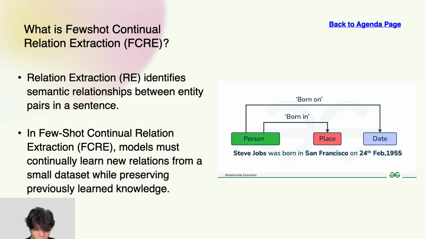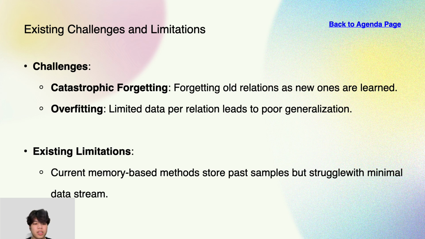In a few-shot continual relation extraction scenario, models must continually learn to identify new relation types from very limited data while retaining knowledge about previously learned relations. This creates unique challenges that traditional approaches struggle with. So FCRE faces two major challenges. The first one is catastrophic forgetting, where models forget old relations as they learn new ones. And the second one is overfitting, where limited data per relation leads to poor generalization.